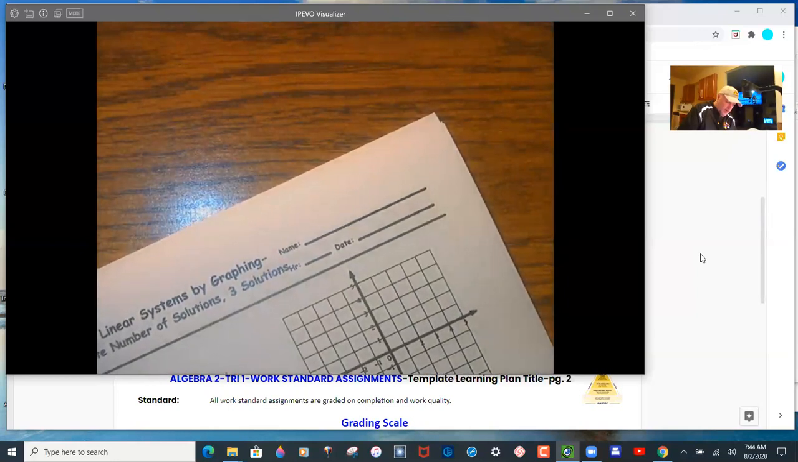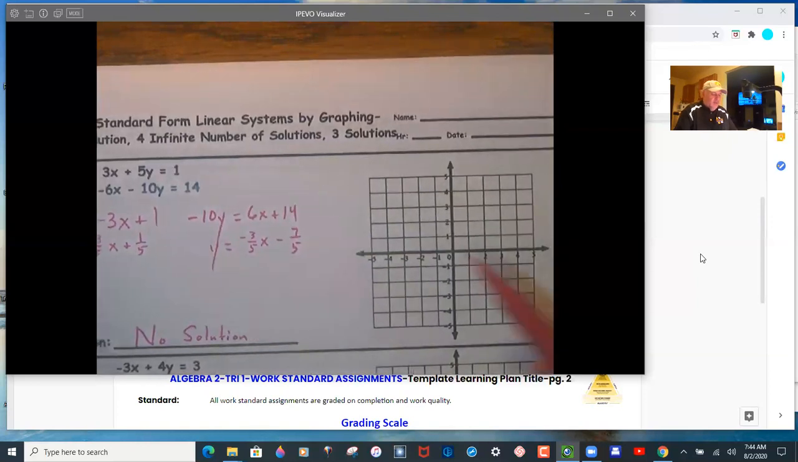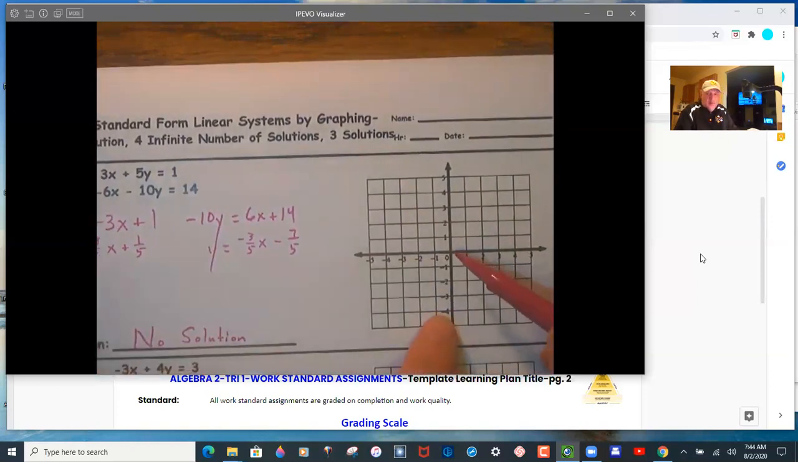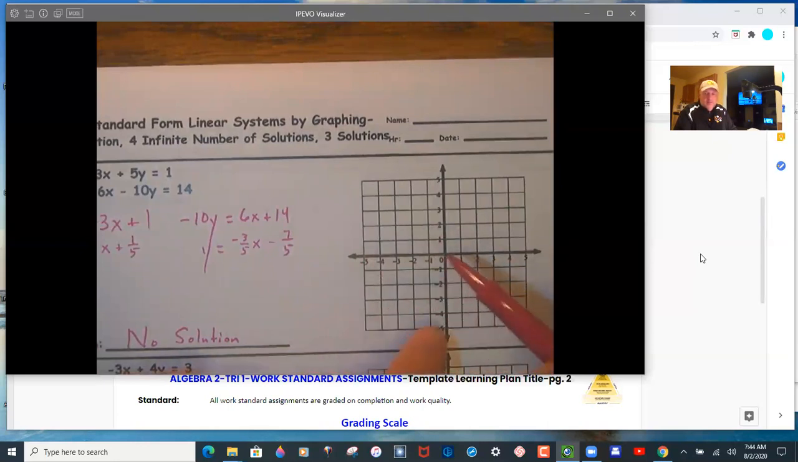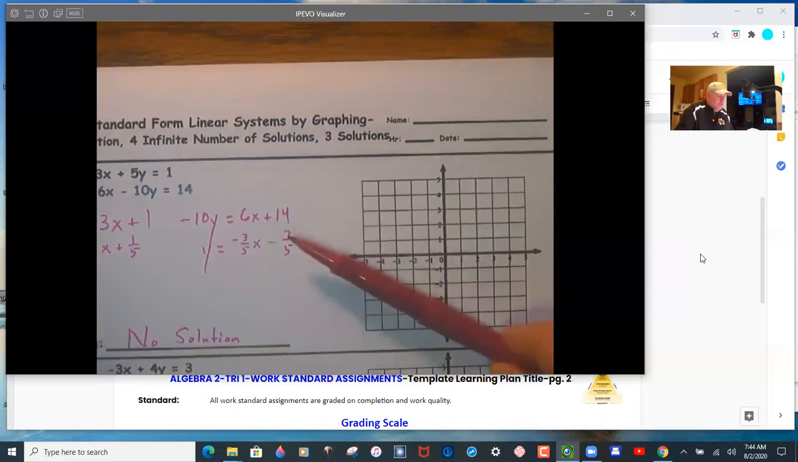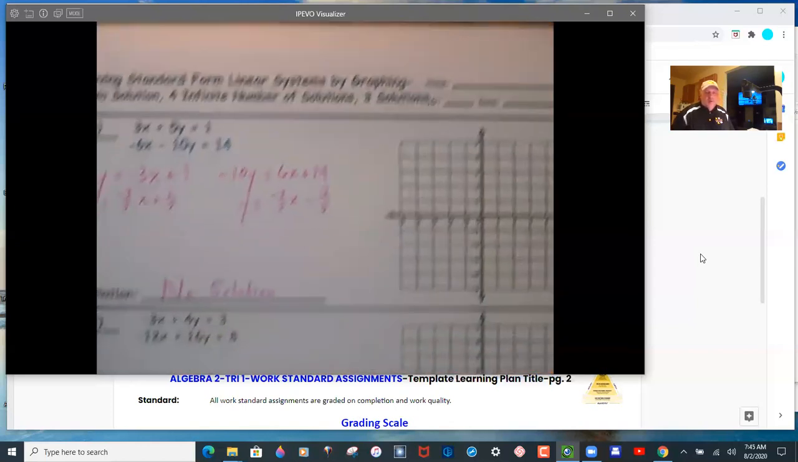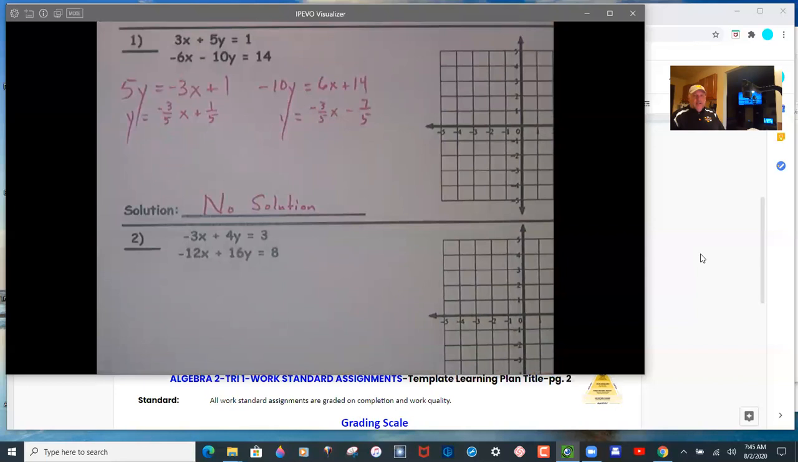So you can think about it without even graphing: you have different y-intercepts, but you're doing the same rise over run, or down 3 and right 5. So the lines are going to look like this. But if you just want to solve for y and do an analysis, you can avoid the graphing. So there is no solution.